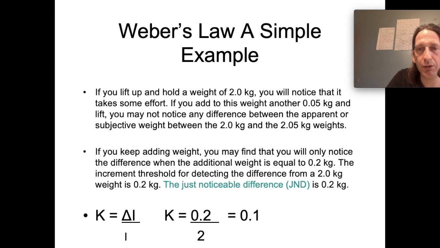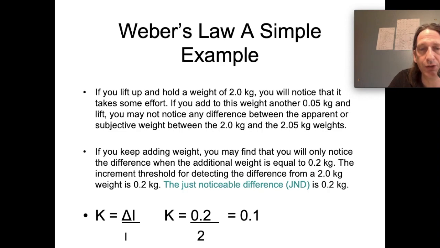So let's, for example, say that we will notice there's a difference when the additional weight is 200 grams. So the increment threshold, or the difference threshold for detecting the difference between a 2 kilogram weight is 0.2 kilograms. This is the just noticeable difference.